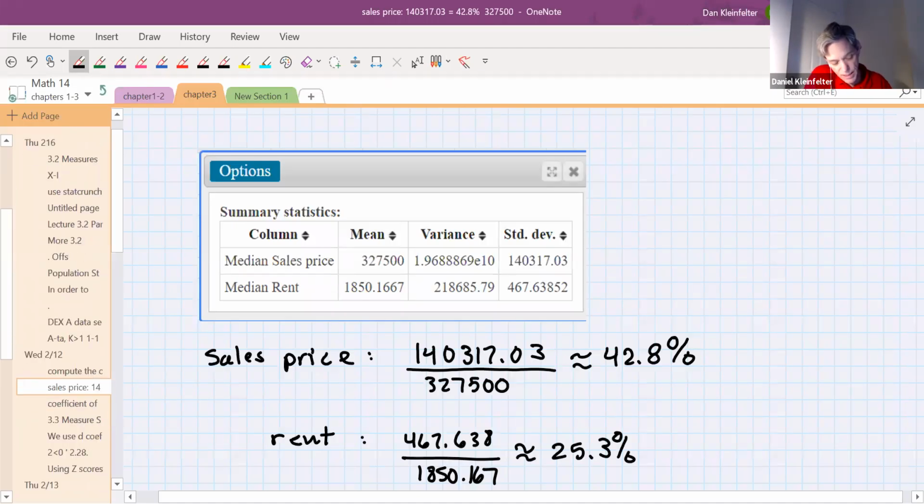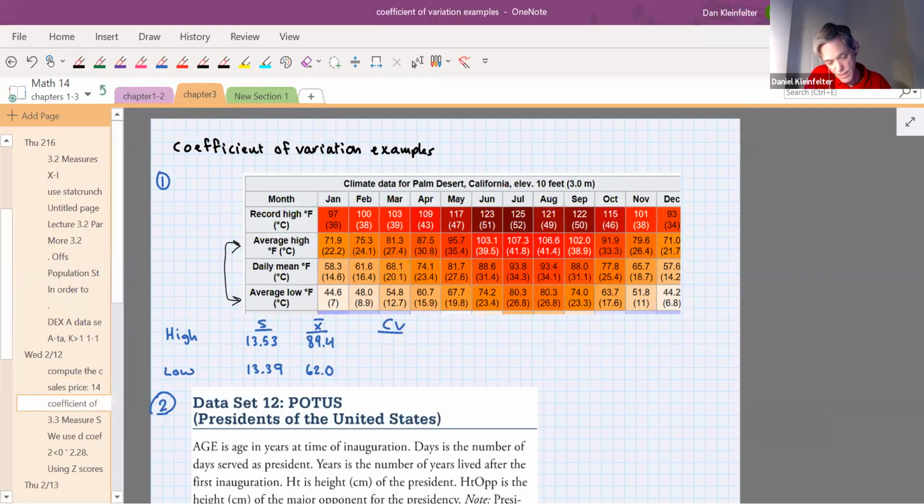And in the meantime, we're going to go on to another example. We have two more examples and then we're done.